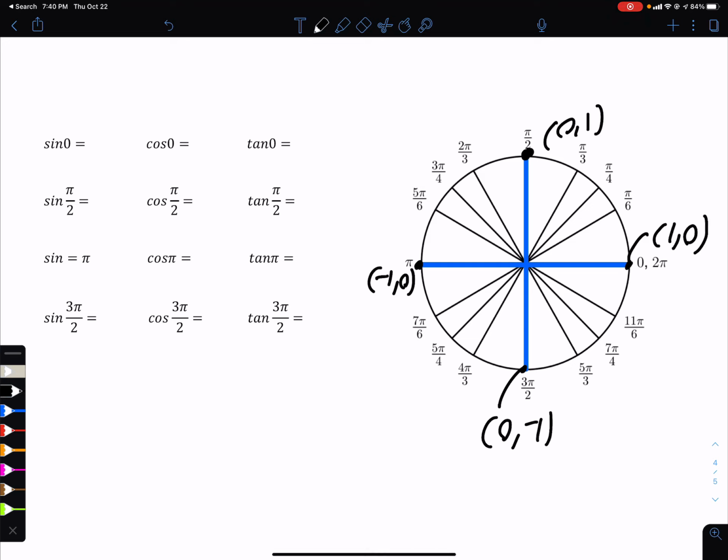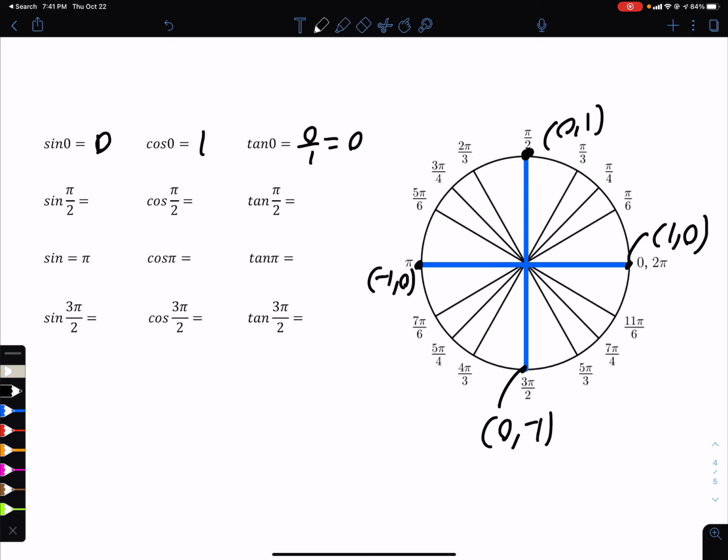This is so easy. We learned in the first part, cosine's the x, sine's the y. So here's 0 degrees, cosine's 1, sine is 0. Look how easy it is. 1 and 0. Now tangent, sine over cosine, so tangent is 0 over 1, which is 0. Pretty simple.